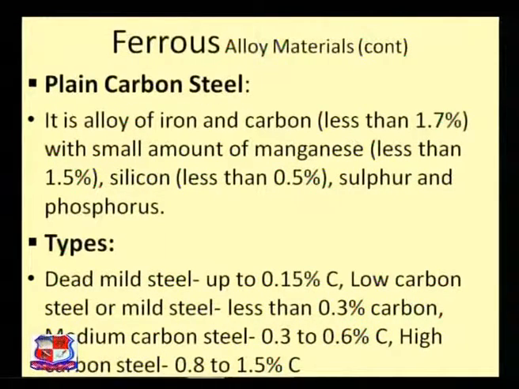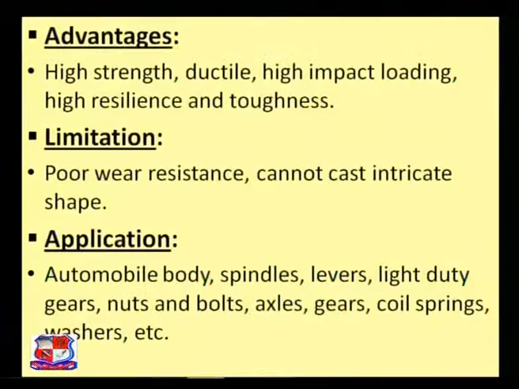Now let us see the types of plain carbon steel. Dead mild steel has up to 0.15% carbon. In a low carbon steel, or we can say mild steel, less than 0.3% carbon is added. In a medium carbon steel, 0.3 to 0.6% carbon is added, and in high carbon steel 0.8 to 1.5% carbon is added, right? So this is the basic phenomenon of plain carbon steel.